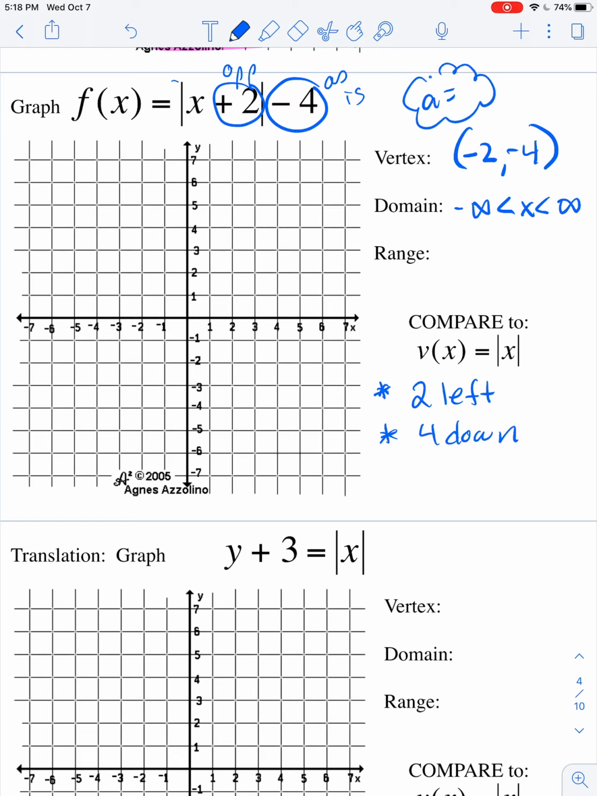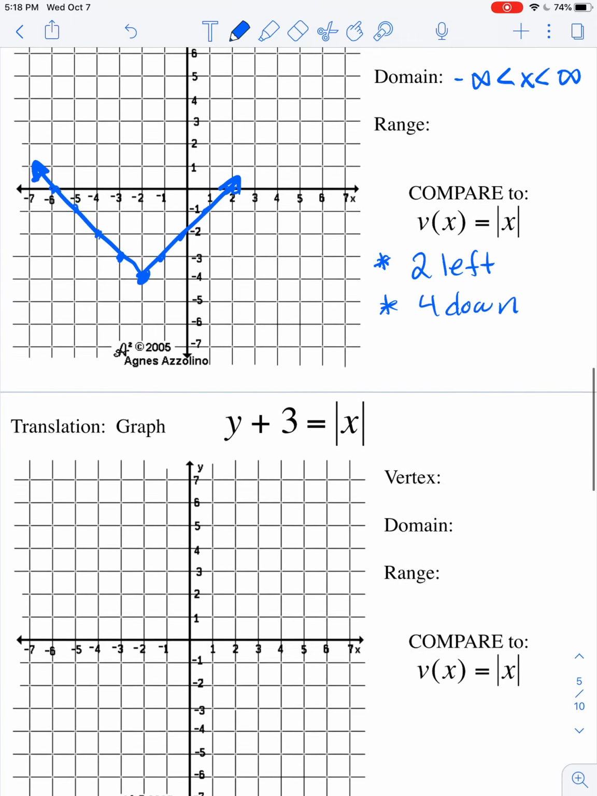And then I like to think, what is the A value? So I look out in front, and with nothing there, my A value is going to be 1. So no stretch, no shrink, no flipping over. I'm good to go. So I go to (-2, -4), plot my vertex, and then I use my A equals 1 to draw my right side and mirror it on the left. This is so easy peasy. You guys are going to be so awesome at this.